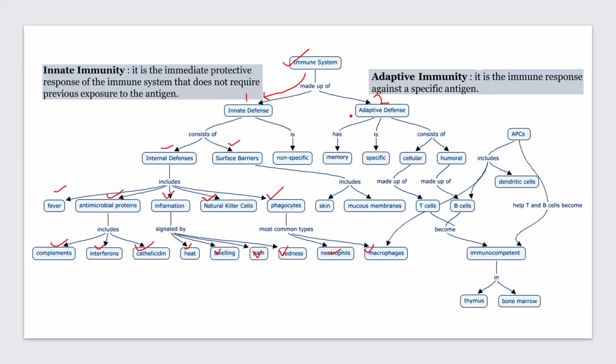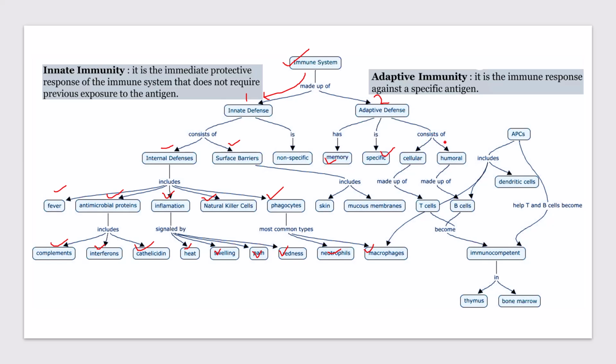So adaptive defense has memory cells. It has memory of the antigens which it has encountered earlier. Okay, so this memory is by the memory B cells. Right? Now it is very specific for the particular antigen. In innate defense, see, skin and mucous membrane are not very specific. They are a barrier for each and every kind of antigen, like soil particles or viruses or bacteria, everything, right? But adaptive defense is very, very specific.